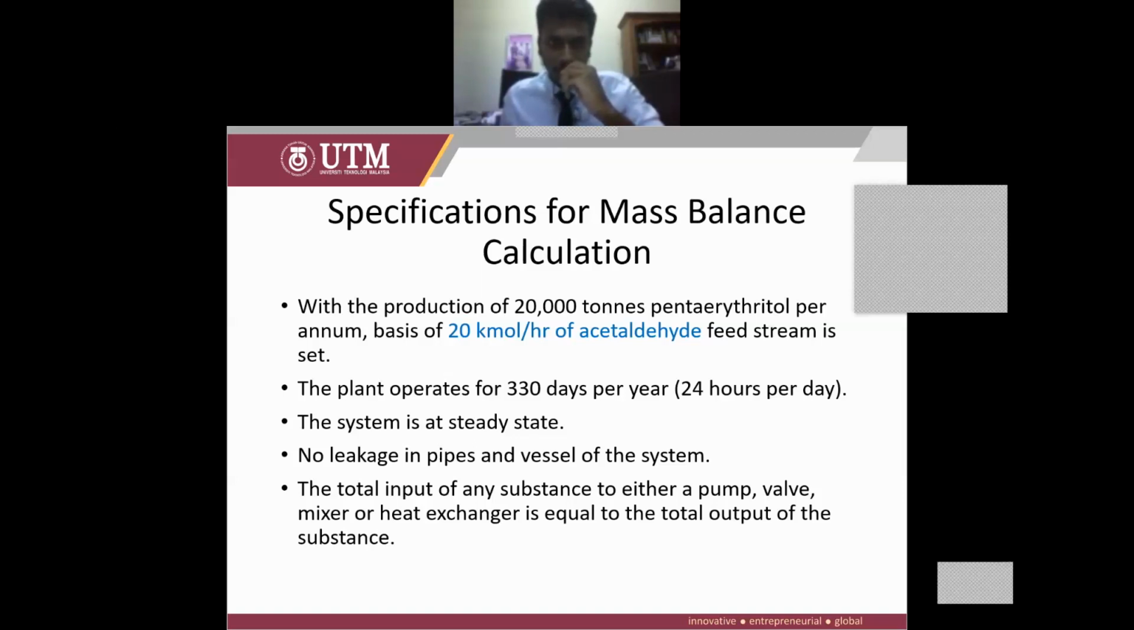Considering that our plant operates for 330 days per year, 24 hours per day, we assume that the system is at steady state, no leakages in pipes and vessels of the system, and the total input of any substance into a pump, valve, mixer, or heat exchanger is equal to the total output.